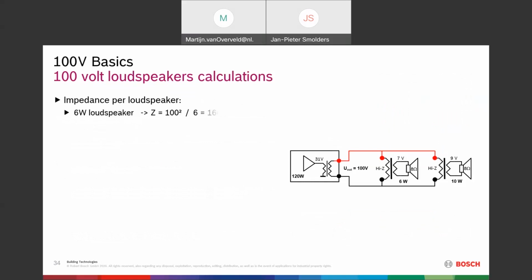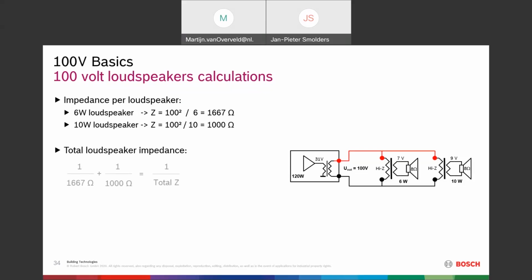Now some calculations on a 100 volt system, that's easy. The same rules apply, of course. You have a 6 watt loudspeaker, so for the impedance you have to use 100 volts squared divided by 6, and then the impedance of this loudspeaker is 1667 ohm. For a 10 watt loudspeaker, same equation, but divided by 10, the impedance of that loudspeaker on the 100 volt side will be 1000 ohm. So this is a nice way to calculate all these impedances.